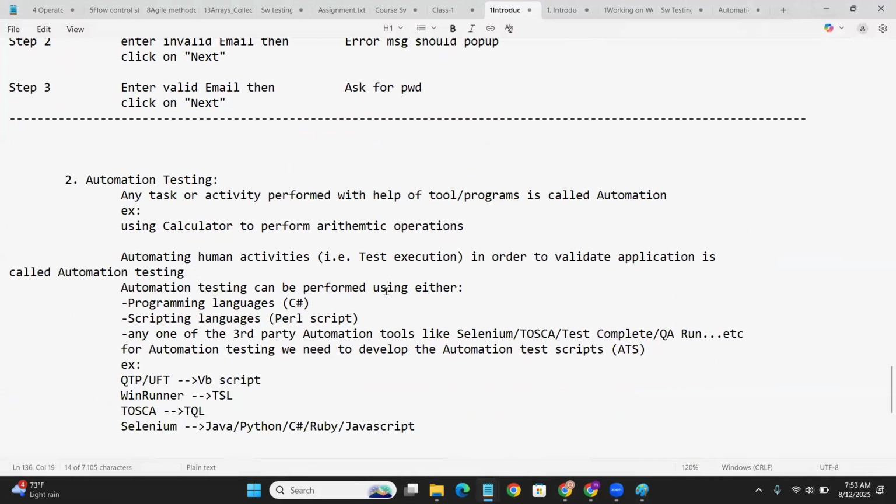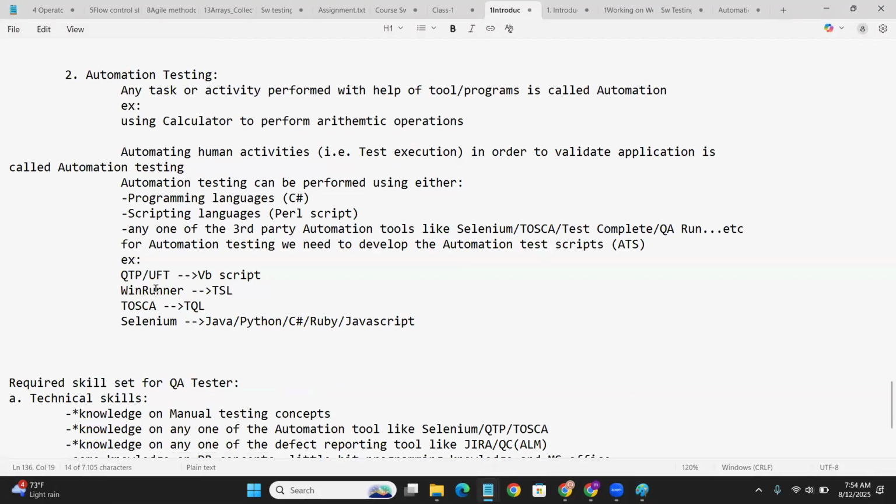But whenever you go for automation testing, we have to develop the automation test script using the corresponding language. Suppose you're using QTP, we have to go for VB script. If you're using WinRunner, TSL, Transaction Scripting Language. If you're using Tosca, TQL, Tosca Query Language. If you're using Selenium, either one of these languages, Java, Python, C Sharp, Ruby, JavaScript, we can prefer.